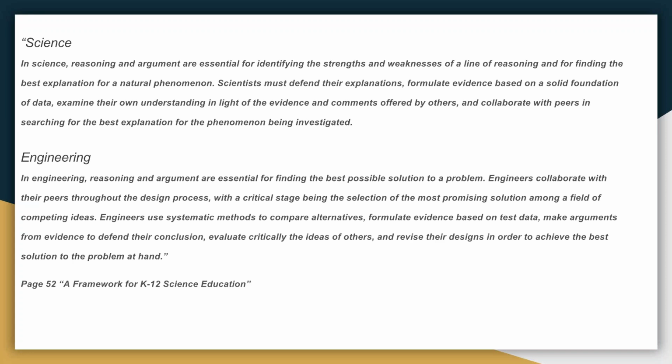And looking at this particular practice, we're looking at it through the lens of science and in engineering. I've got a lot of feedback happening. I don't know if you guys can hear that or not.